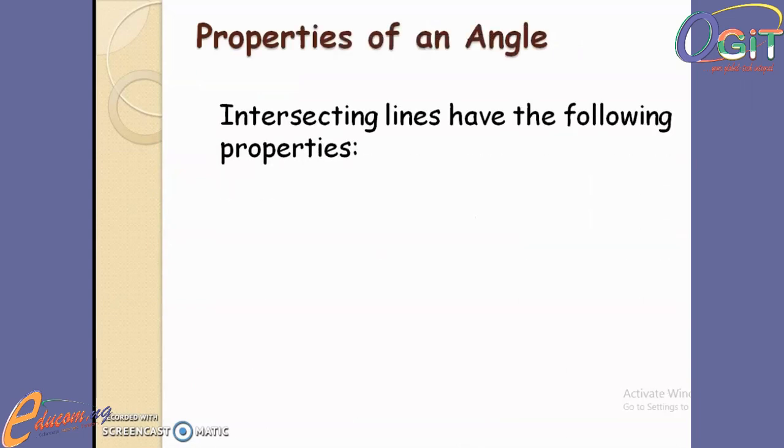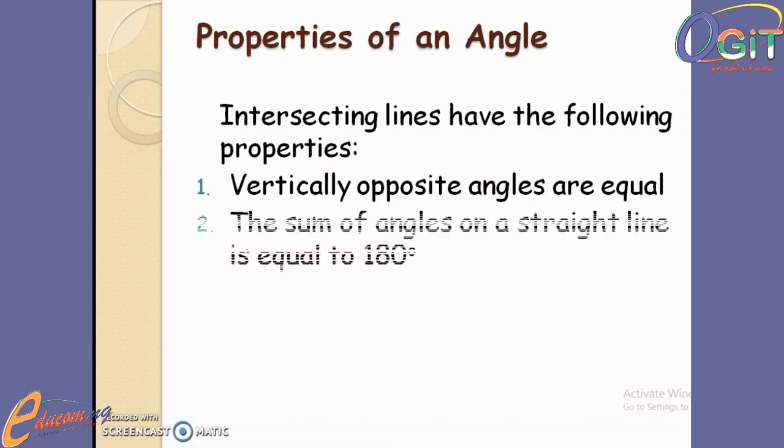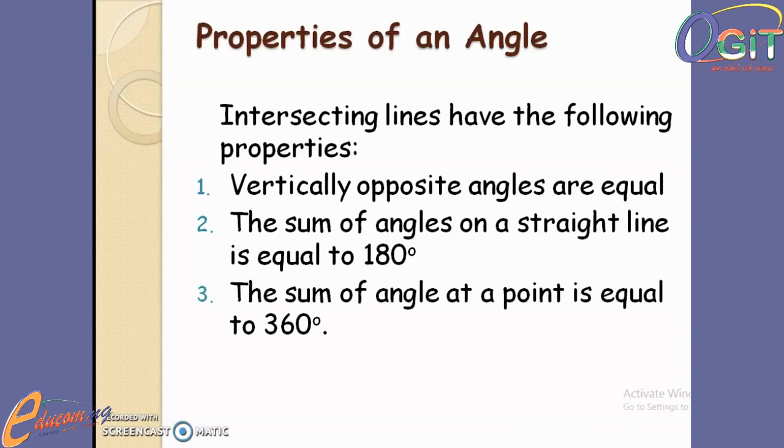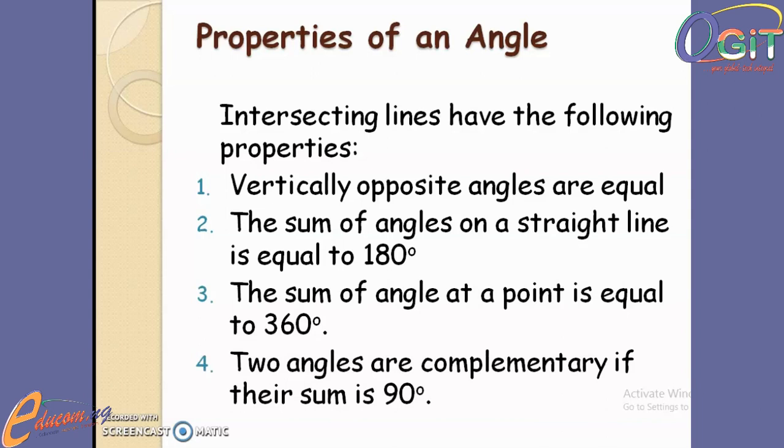Properties of an angle. Intersecting lines have the following properties. Vertically opposite angles are equal. The sum of angles on a straight line is equal to 180 degrees. The sum of angles at a point is equal to 360 degrees. Two angles are complementary if their sum is 90 degrees.